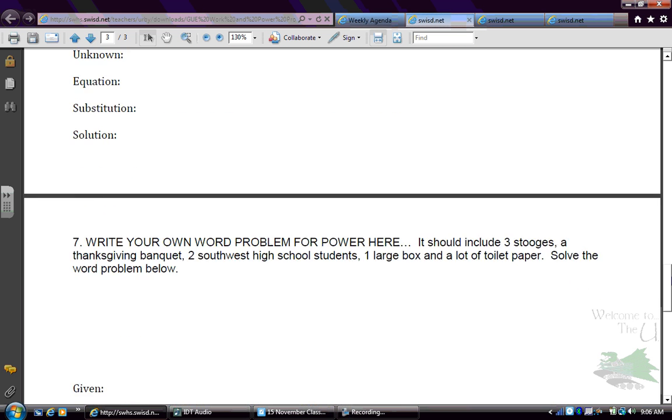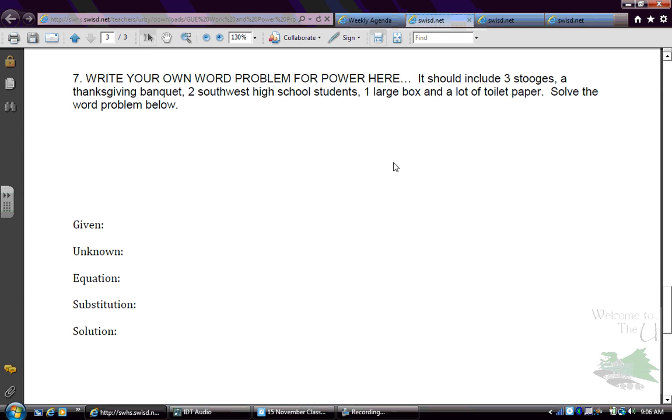Okay, so you got number six and seven like that. Number seven is to write a word problem on power, and the equation is at the top. It's power equals work over time, so make sure that you use an equation for power. You're going to want to write out a word problem for this one that includes three stooges, a Thanksgiving banquet, two Southwest High School students, one large box, and a lot of toilet paper. So make sure that you include all these elements into your word problem if you want all 5 points.